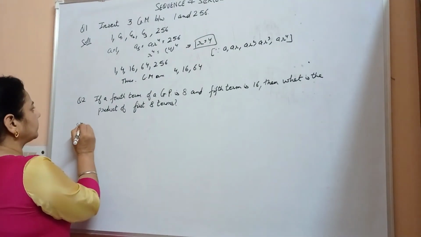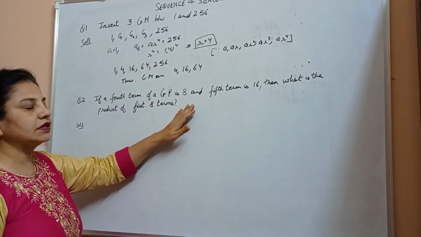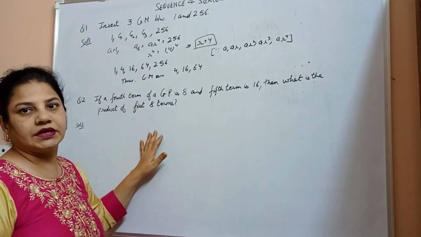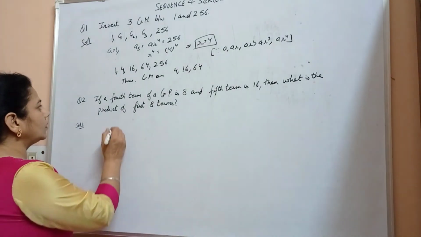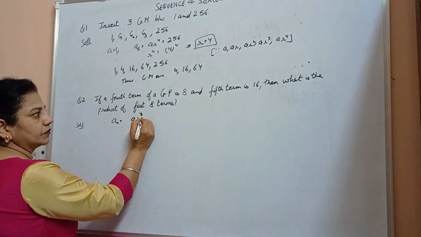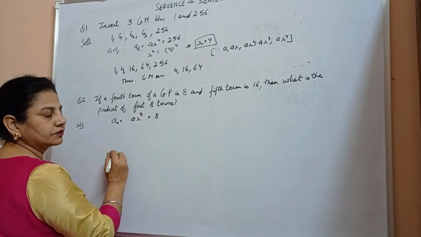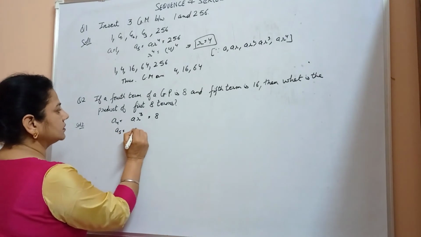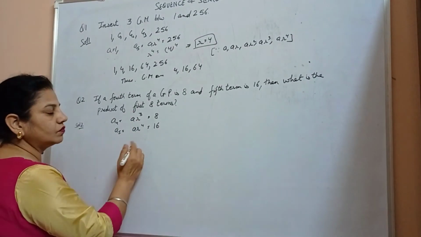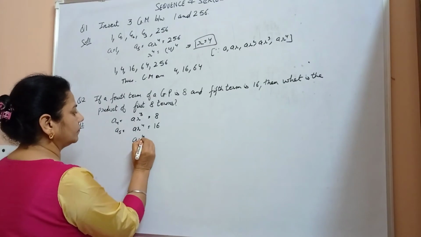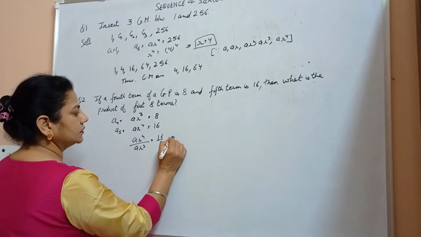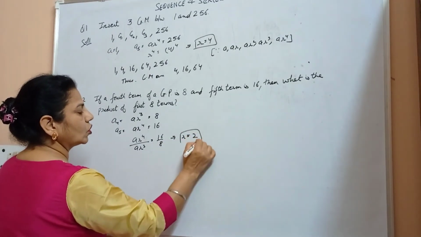The second question says, if the fourth term of a GP is 8 and the fifth term is 16, what is the product of the first 8 terms? What is given to us? The fourth term AR cube is equal to 8, and the fifth term AR to the power 4 is equal to 16. Divide these two, what should I get? AR to the power 4 upon AR cube is equal to 16 upon 8. This implies R is equal to 2. The common ratio is 2.